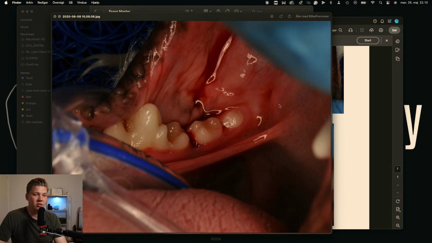Let's take a look at some other pictures. You can see here when you do your oral examination, you have to check all surfaces of the teeth, and this is a lingual view of 401, 0, and you can see there's some bleeding here in this diastema. So we're going to have a look at this a little bit later.